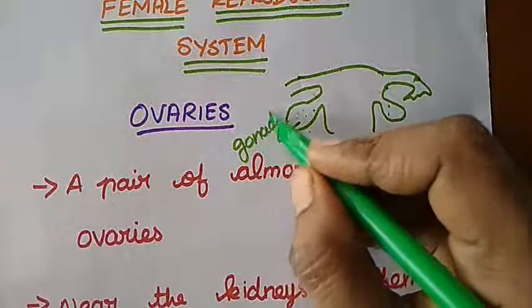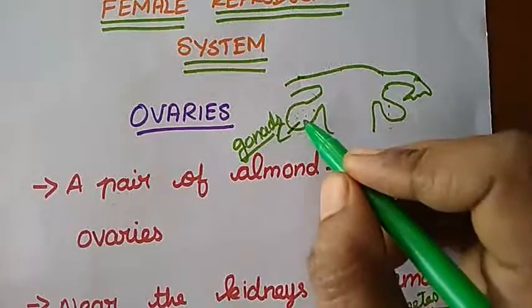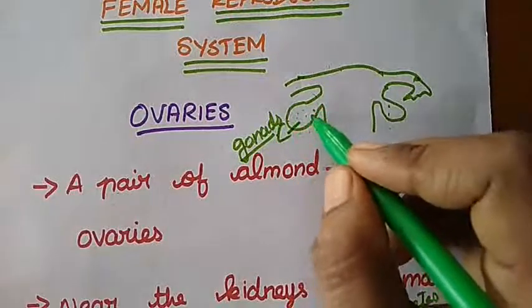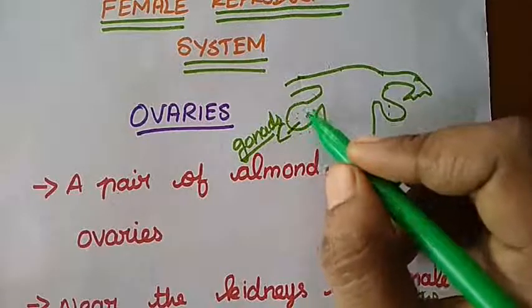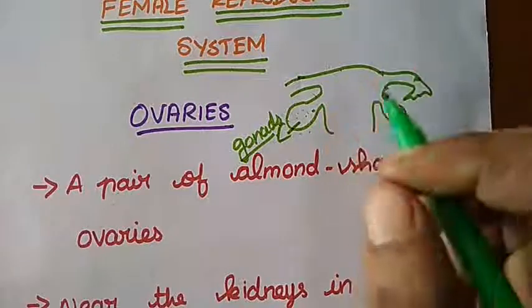Whoever produces gametes, we call them gonads. So for the female, the one that produces gametes is the ovary. So in the female, the gonad is the ovary. And next, the development of the egg takes place because of two hormones, estrogen and progesterone.